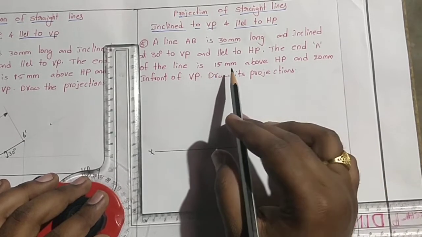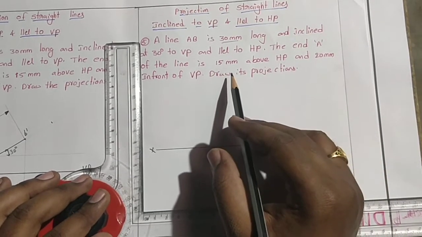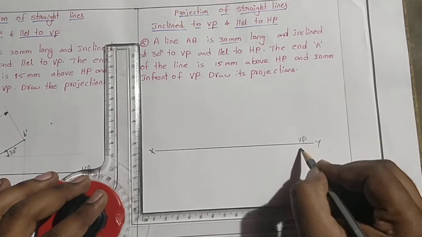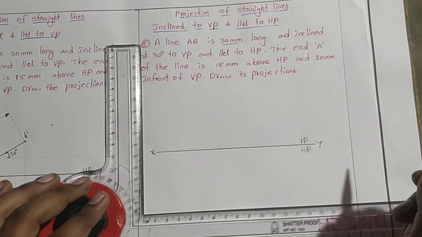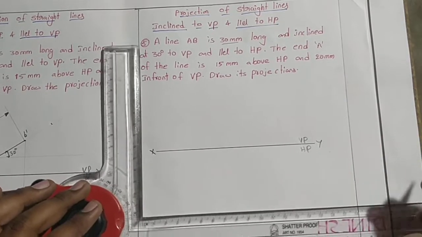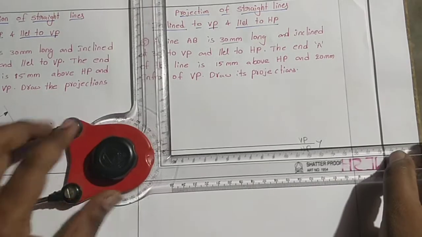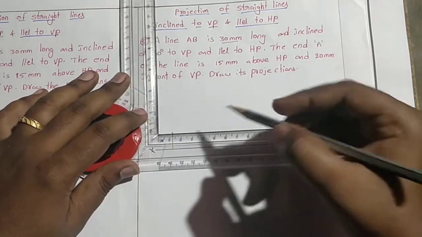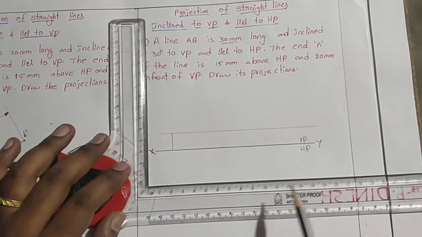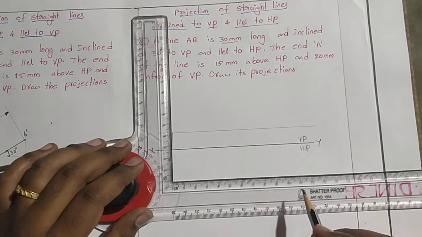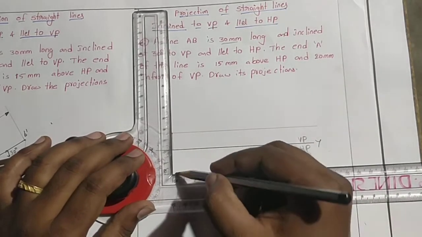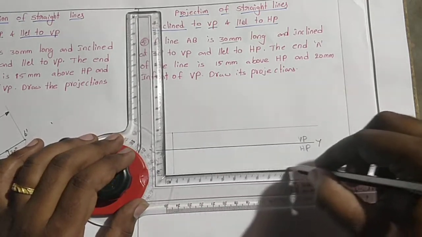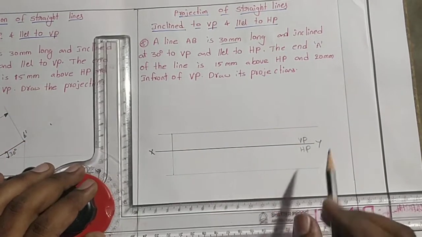Here, first we need to identify the coordinate. It is above HP and in front of VP, so that it is the first quadrant. Next we need to draw the 15 mm above HP line. First I draw one line parallel to HP, the XY line. Next, 20 mm in front of VP. From this point to this point the distance is 20 mm. I have drawn a 20 mm line. This line is parallel to the XY.